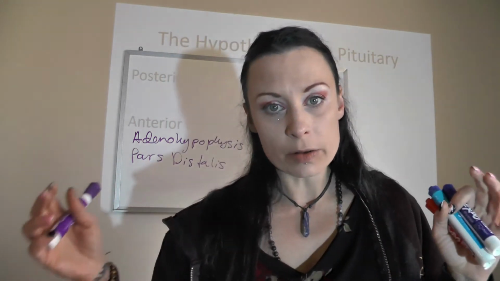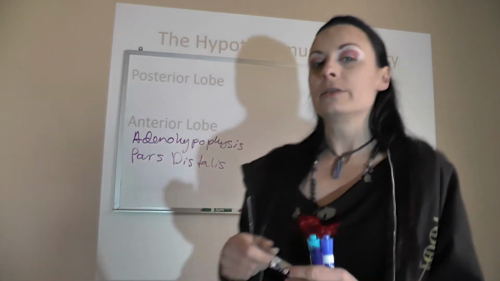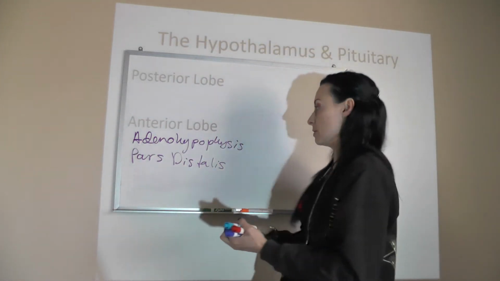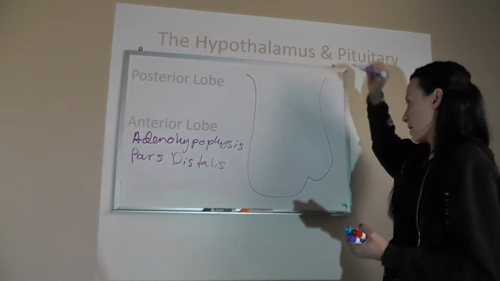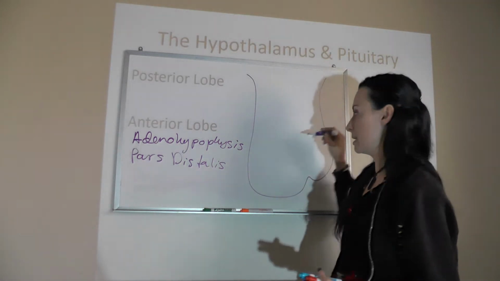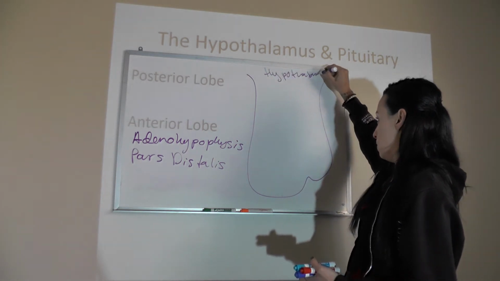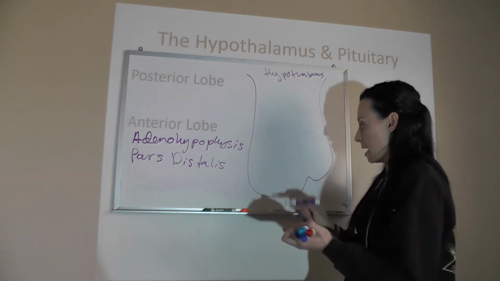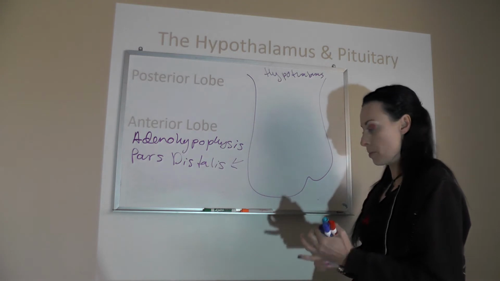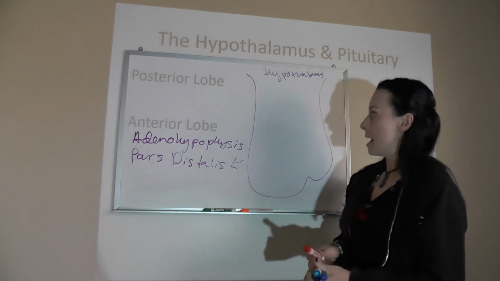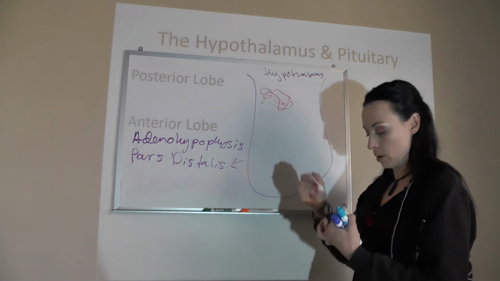So that's how the hypothalamus is related to the pituitary, and the anterior lobe is through this kind of specialized blood vessel network. So we'll draw this picture again. And now we're going to really be focusing in here on the anterior pituitary. So the hypothalamus is up here. And now down here we have our anterior lobe of our pituitary, our adenohypophysis, or pars distalis. And this blood vessel network is called the hypothalamo-hypophyseal portal system.